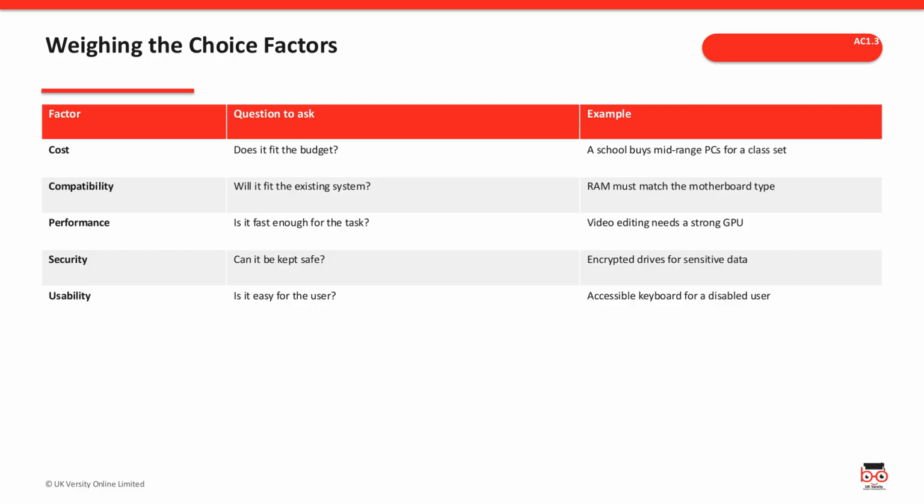On cost, does it fit the budget, like a school buying a class set of mid-range machines? On compatibility, will the new RAM match the motherboard type? On performance, is it fast enough? So video editing would demand a strong graphics card. On security, can sensitive data be encrypted? And on usability, is it right for the person? Perhaps an accessible keyboard for a user with a disability.